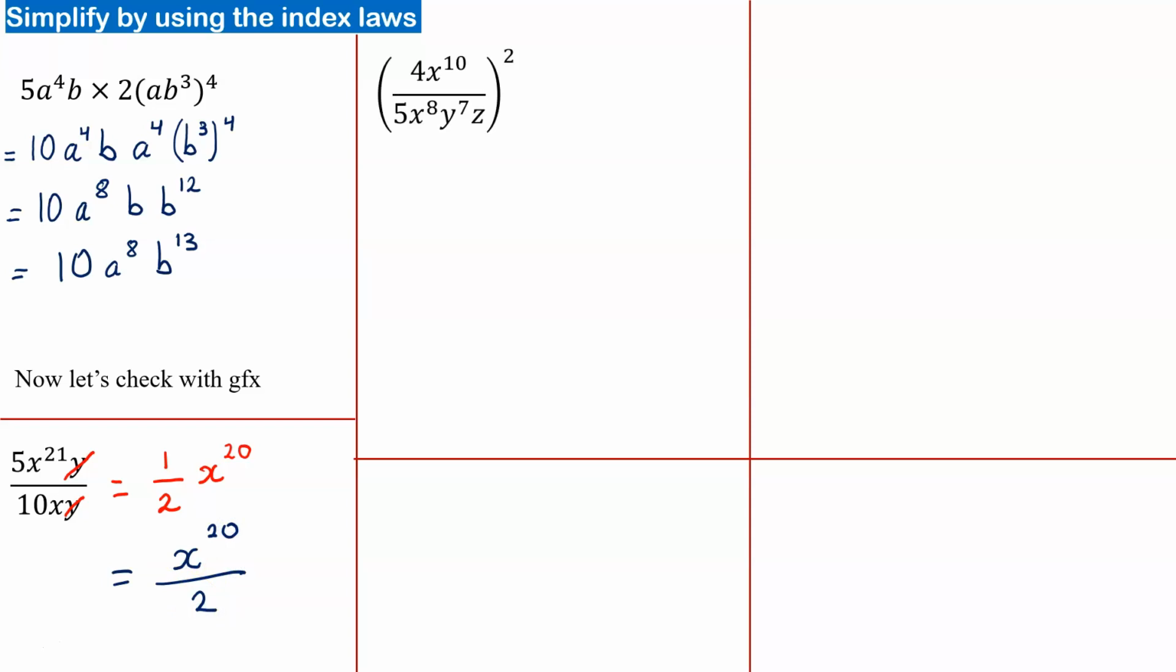Let's continue here. Now, whenever you have brackets, please simplify what's inside the brackets before you do anything next. So ask yourself, can you simplify what's inside the brackets? And the answer is yes. We have x to the 10 and we have x to the 8. Well, let's simplify that first. So we have 4 there. X to the power of, what's 10 minus 8? That's 2. We have 5, y to the 7, followed by z.